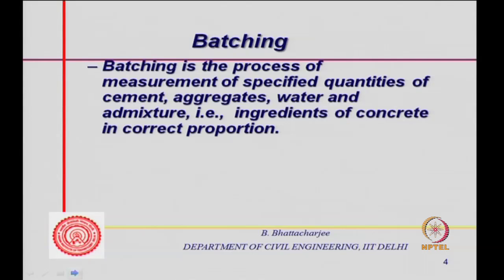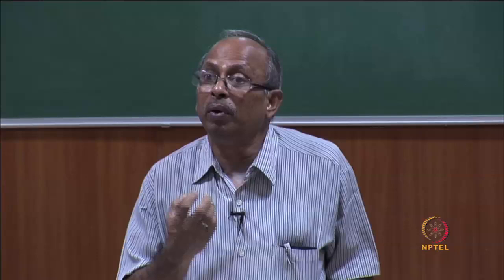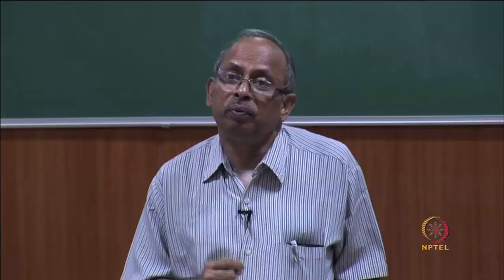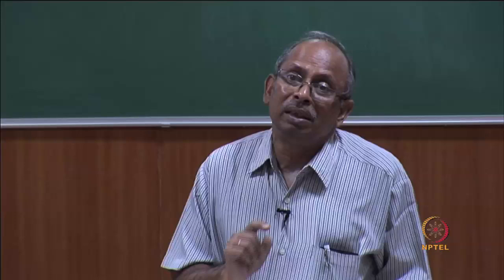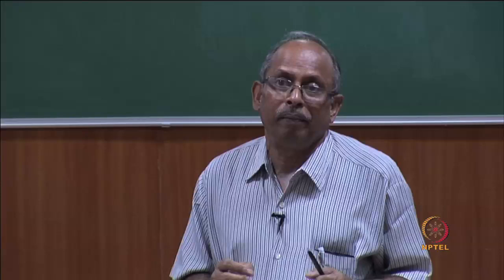You see, we have decided the proportions in the last module. From the requirement of the properties or performance requirement of concrete, we have tried to find out what should be the relative proportions of different ingredients in concrete, namely cement, cementitious system, aggregate, water and admixtures. Now, batching is the process by which we weigh them, measure the specified quantities in correct proportion. So, that is what batching is.